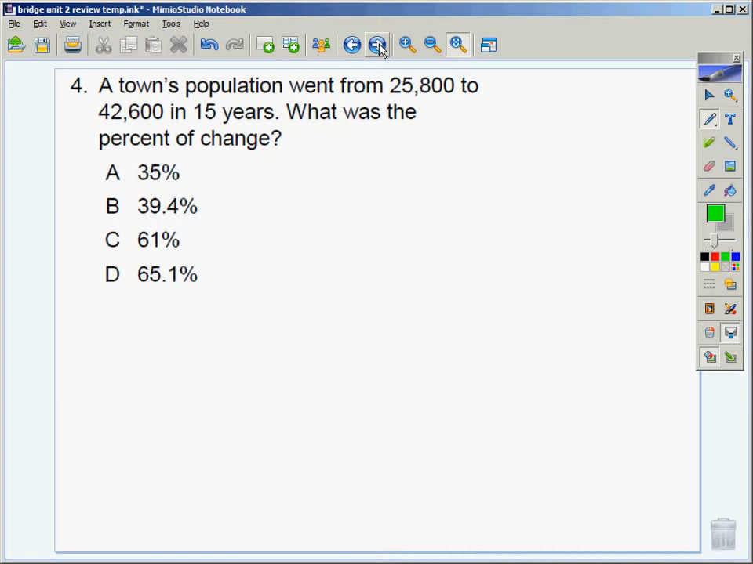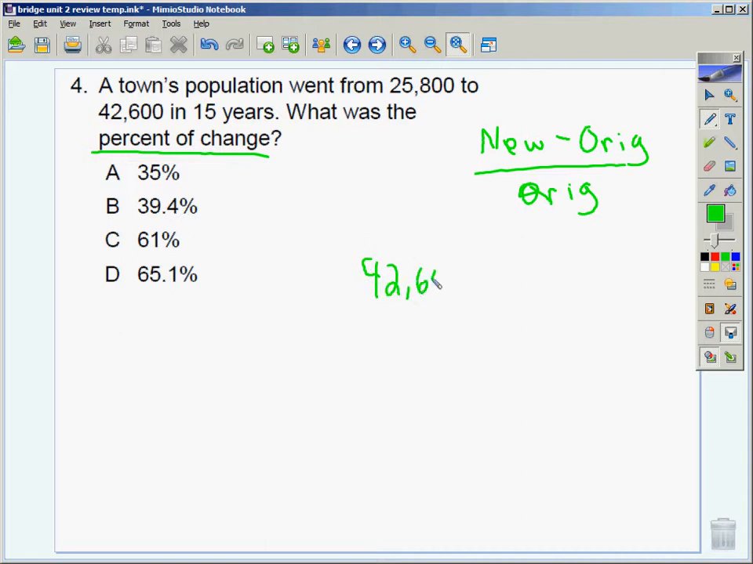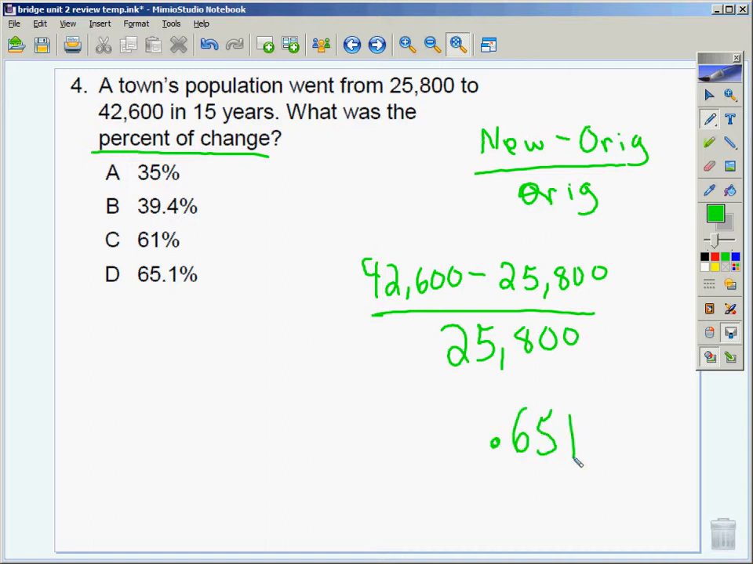Number 4, they told me what type of problem this was. This is a percent of change problem, which means that I'm going to take the new amount, subtract the original, and divide it by the original. The new amount was 42,600. I'm going to subtract the original amount, which was 25,800, and divide it by 25,800. If you do that on a calculator, this is going to come up 0.651 something. But how many places do I need to move the decimal to turn it into a percent? 2. That's why D is the correct answer.